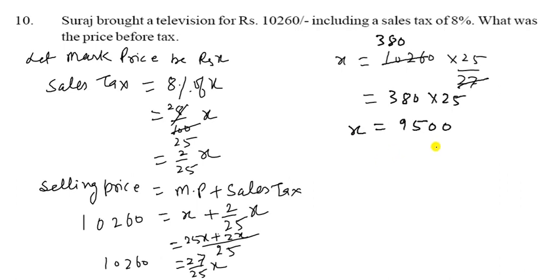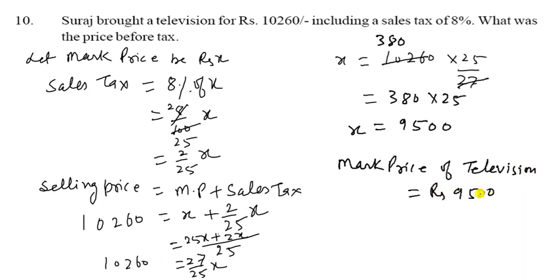So what was the price before the tax? That was the price before the tax. So it is the mark price. So you can write mark price of television is equal to rupees 9500. So that one is your answer. Yes, your exercise is completed.